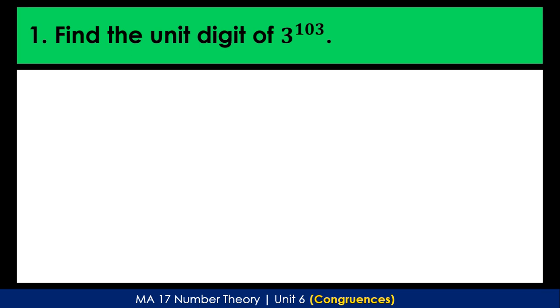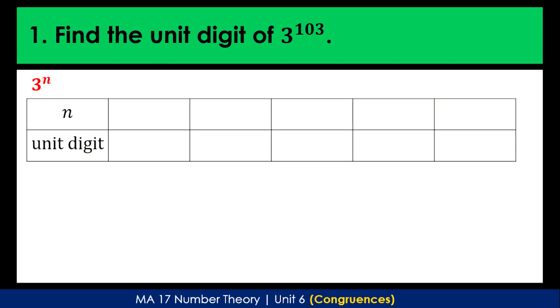So let's observe first what happens when we raise 3 to a number. Let's say 3 raised to n, and let's represent that as 3 raised to 1, 3 raised to 2, 3 raised to 3, 3 raised to 4, and lastly 3 raised to 5. Starting with 3 raised to 1, obviously the unit digit there is 3. And 3 raised to 2 is equal to 9.